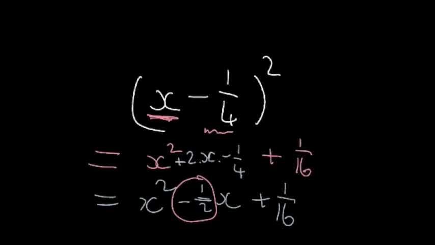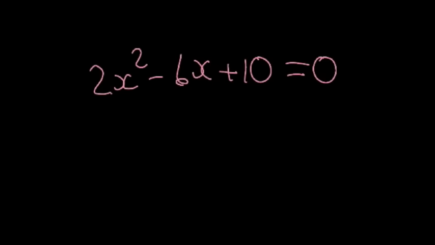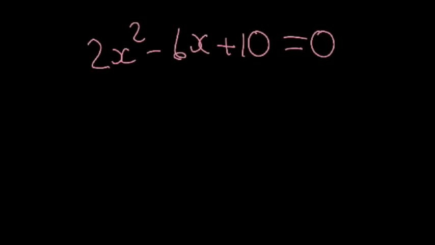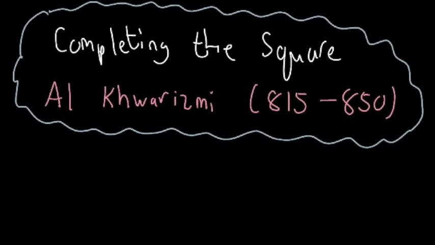Okay, so let's take this idea and now go back to the original problem. Let's see if I can find it. Okay, the original problem was that question, and I'm going to go to the technique we're going to use to solve it. The technique is called completing the square, and it comes from Al-Khwarizmi, I think, who lived in the Middle East somewhere around 815 to 850, and we're just going to call him Al. We're going to use his technique to help us with this problem.